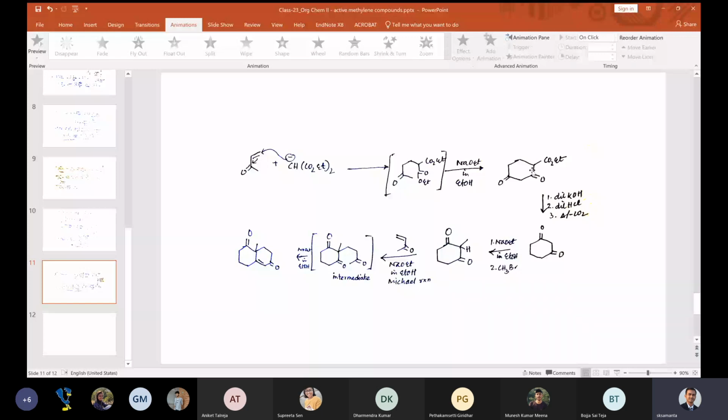Now we need to remove this CO2Et. You know very well how to do it. You can just take KOH, HCl, heat treatment. The CO2Et is gone. Now this CH2 is very much acidic because you have two C=O groups. This CH2 is an active methylene group. Take a base and take CH3Br or CH3I, anything, and then you take one equivalent of it, and one of the CH3 will be incorporated.